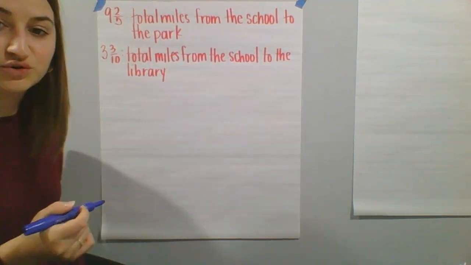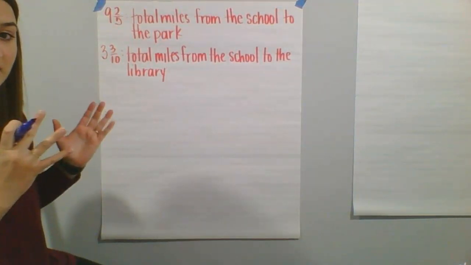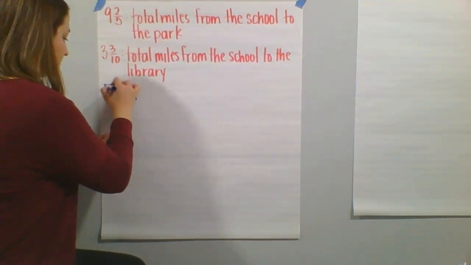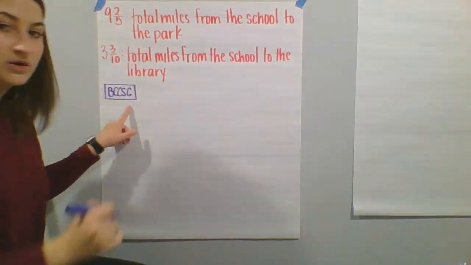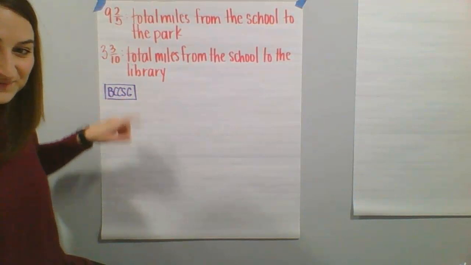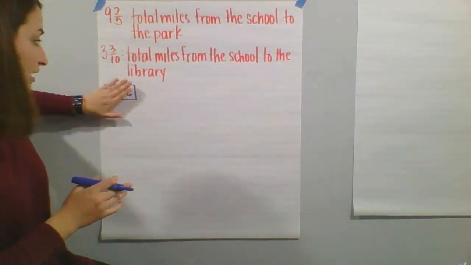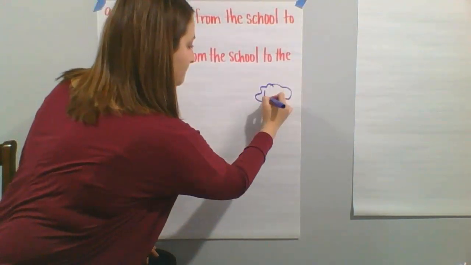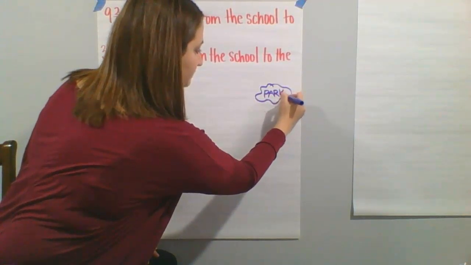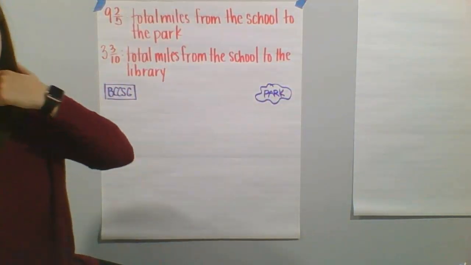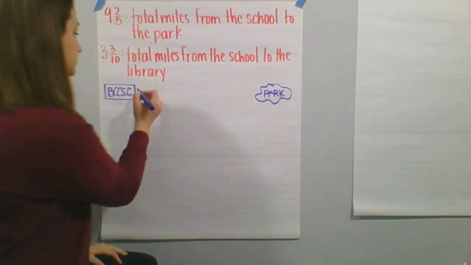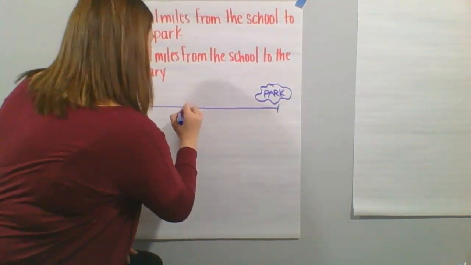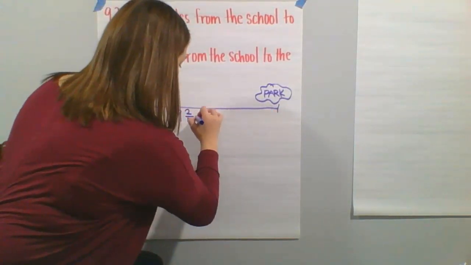So the first thing we want to represent is the school, because the school is kind of our starting point. So here is Brighter Choice. So we're starting here, and then our total miles from our school to our park, so we'll put our park over here. From here to here is going to be 9 2/5 total miles. So this is 9 2/5 miles.